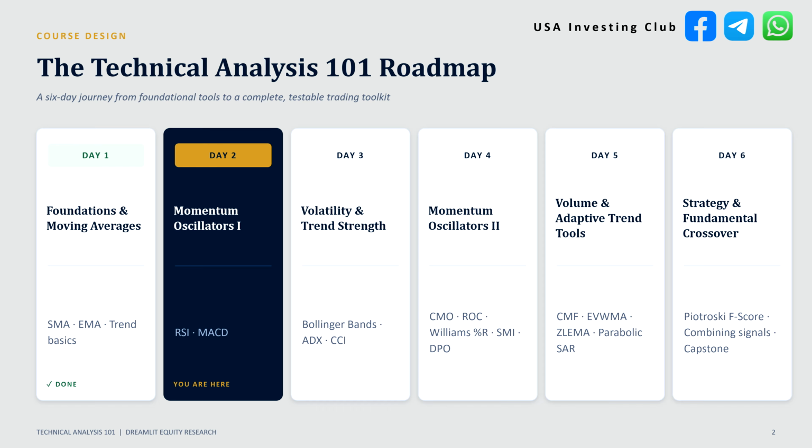Day 4 is momentum oscillators 2, covering the Shan Momentum Oscillator, rate of change, Williams percent R, the Stochastic Momentum Index, and the Detrended Price Oscillator. Day 5 brings volume and adaptive trend tools, Chaikin Money Flow, Elastic Volume-Weighted Moving Average, Zero Lag EMA, and Parabolic SAR. And Day 6 closes with a strategy and fundamental crossover, the Piotrowski F-score, combining signals across the whole course, and a capstone project. Notice the layering, trend, then momentum, then volatility, then a second momentum pass, then volume, then synthesis. You're now 2 steps into that ladder.